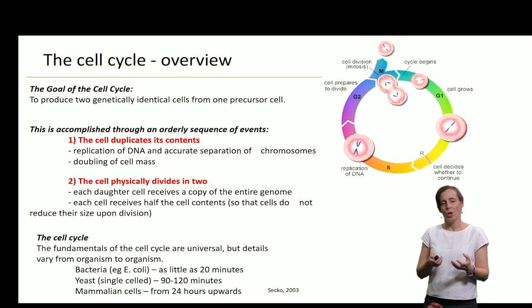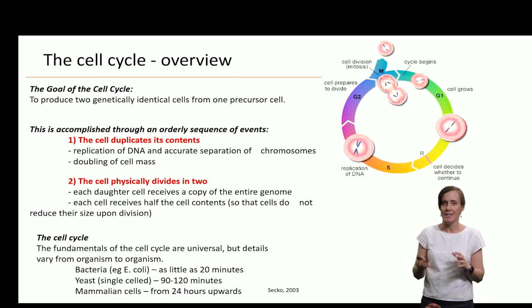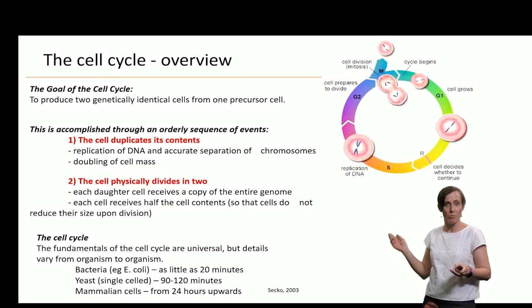And we know a lot about the fundamentals of the cell cycle through studies of various different organisms. For instance, simple things like bacteria and yeast. And the basics of the cell cycle are fundamental and conserved across these species, but the details do vary from organism to organism. For instance, the time that it takes a cell to go through the cell cycle varies quite a bit between bacteria, yeast, and mammalian cells.